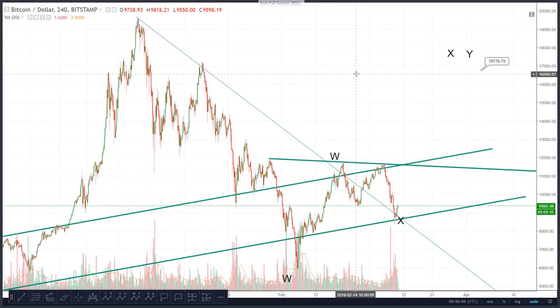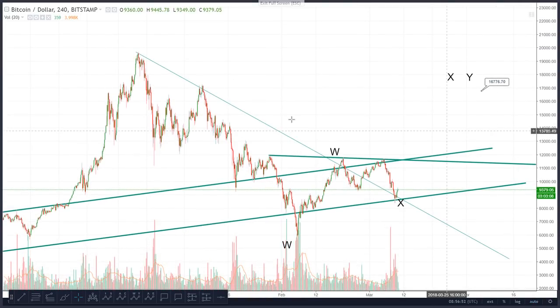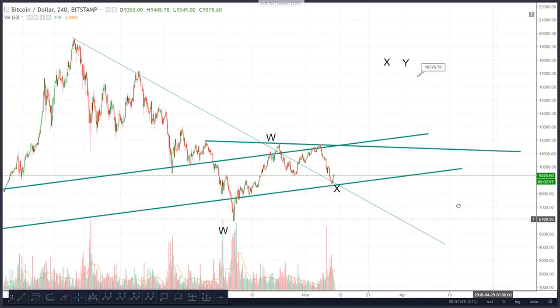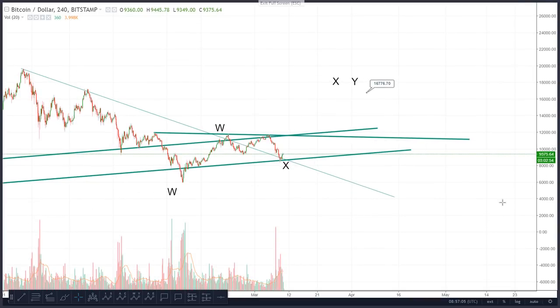And then there's obviously another suggestion that this is your W. People saying X finished here, and then Y is already being formed. So obviously I said that Y was going to come down all the way around here.